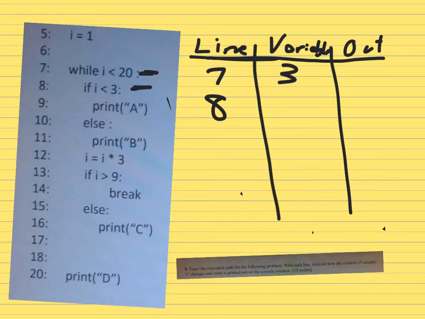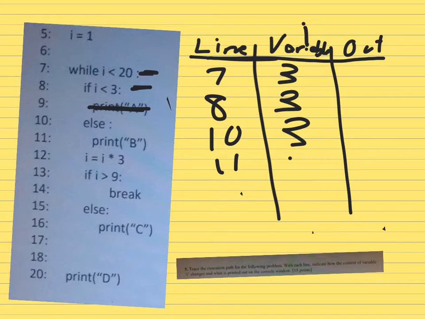So we will skip number 9 and go to number 10. Else, variable I is still 3, and number 11, variable I is still 3, and we will print B in the console. Okay, we're right there. So now let's go to number 12. Let's do an increment. 3 times 3 is 9. 9 is now assigned to the variable I.